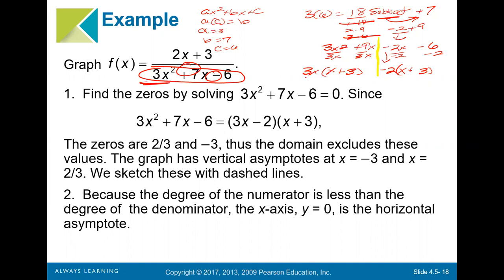Now I'm almost done. I have this right here minus this here, so the parentheses are alike. So I'm going to factor out the x plus 3. That leaves me with 3x minus 2. And boom, that's how we get this.